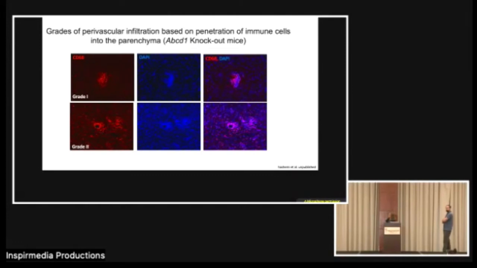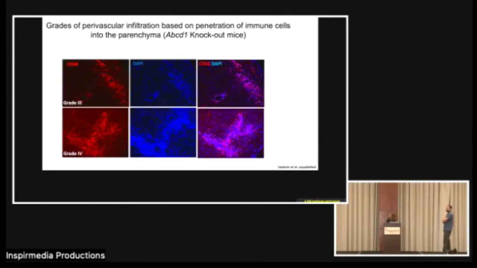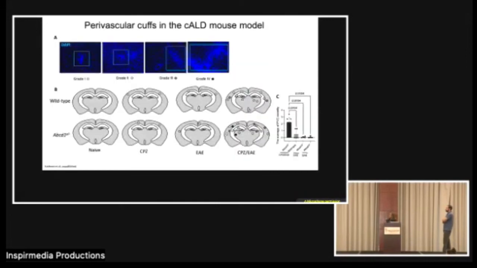We gave it grade 1, grade 2 based on the severity, and this is a grade 3. You see when the cells come out from the vessel, start to migrate and penetrate more into the parenchyma, and this is a very big lesion that we gave grade 4. I show it in this cartoon: grade 1, you see, is a small lesion, then bigger lesion, and grade 4 is a large lesion in the brain.